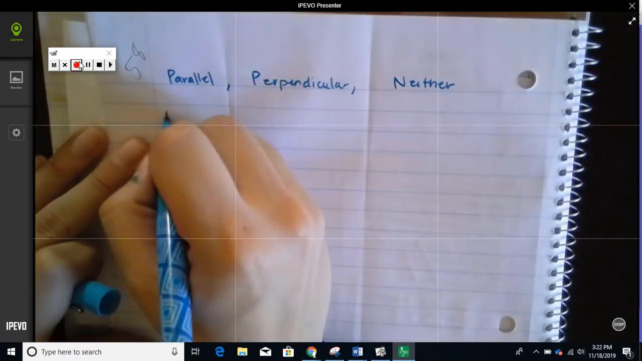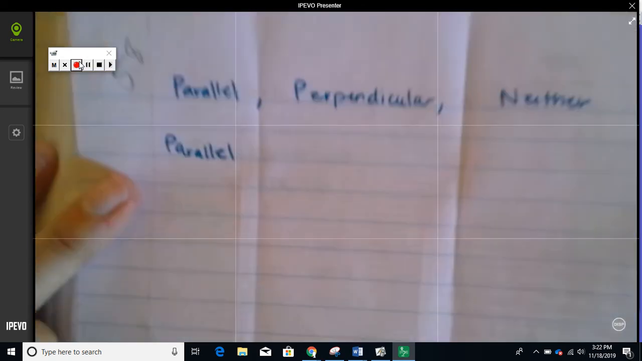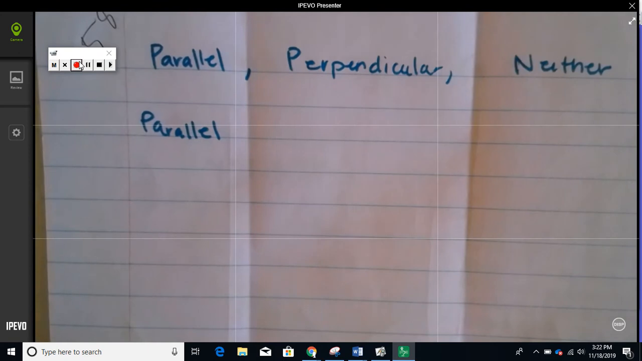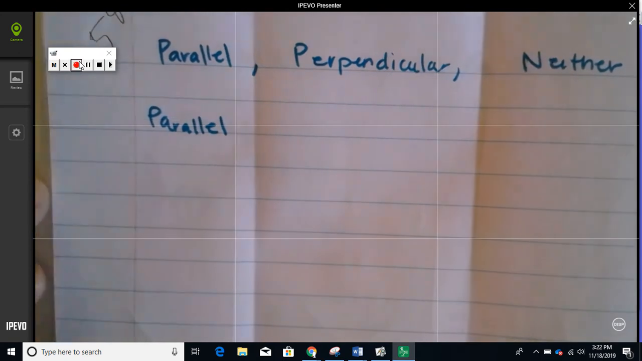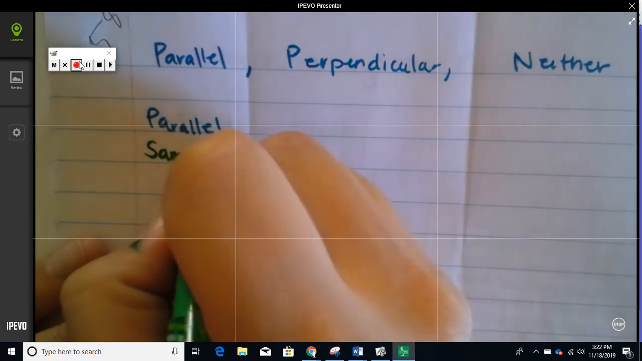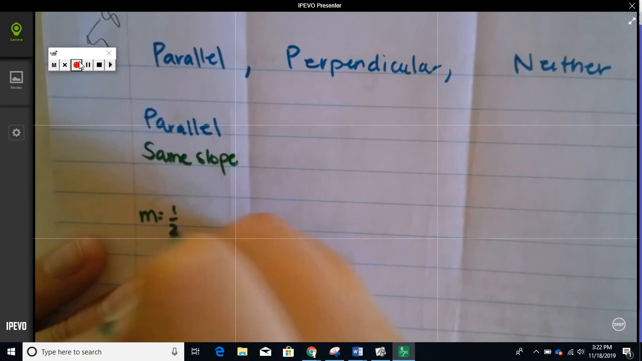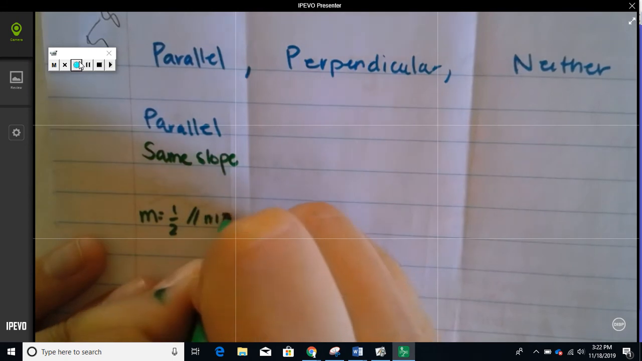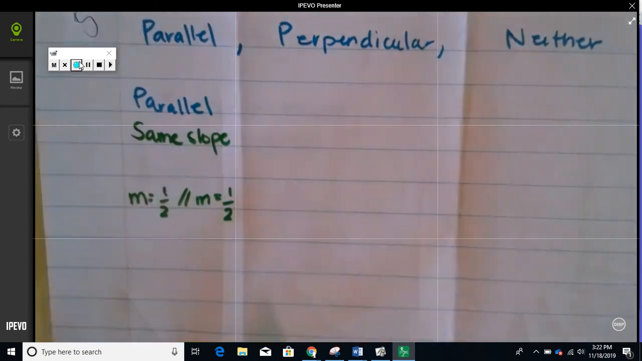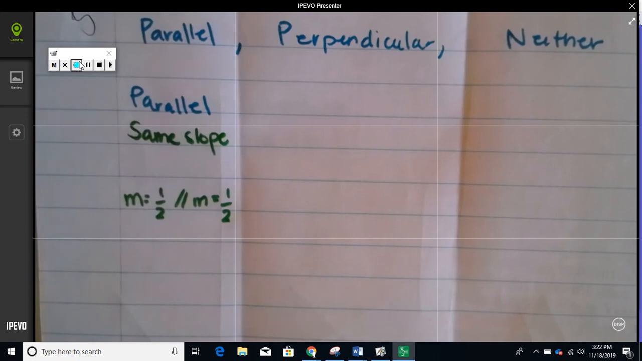Now, if they are parallel, what that means is the lines do not intersect, and how we know that they don't intersect is because they have the exact same slope. So, for example, if your slope is 1/2, then the slope parallel to it will be the exact same, 1/2. Then, what if we're given an equation, which you will be given on IXL.